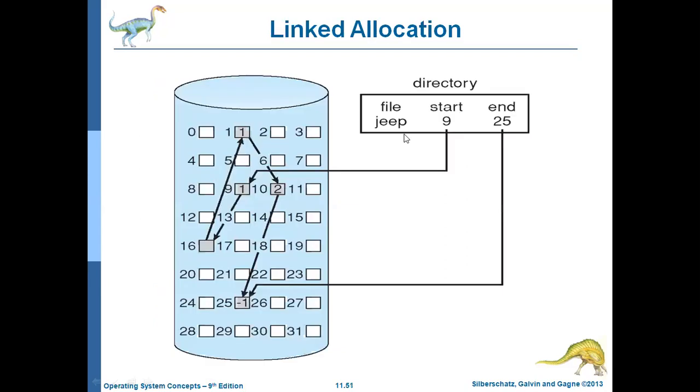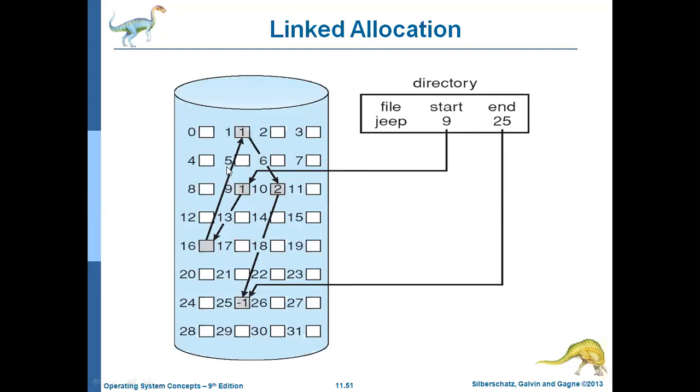Okay, this is linked allocation now. This is my file name called Jeep. It starts at 9, it ends at 25. This much I know. So it starts at 9. You can just see that there are no contiguous allocations here. From 9, it has been allocated with the 16th block.